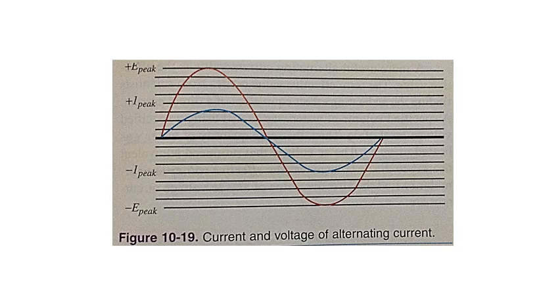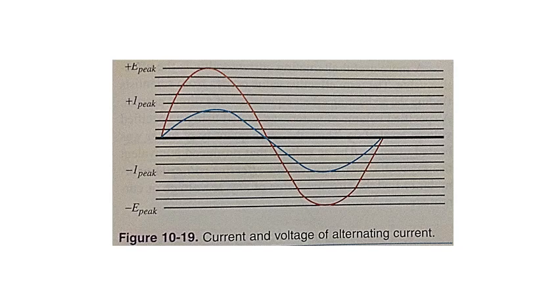Figure 10-19 shows the magnitude and polarity of an AC voltage starting at 0. The voltage rises to maximum in the positive direction. It then falls back to 0. Then it rises to maximum in the opposite polarity and returns to 0. The current wave is also plotted on the graph.